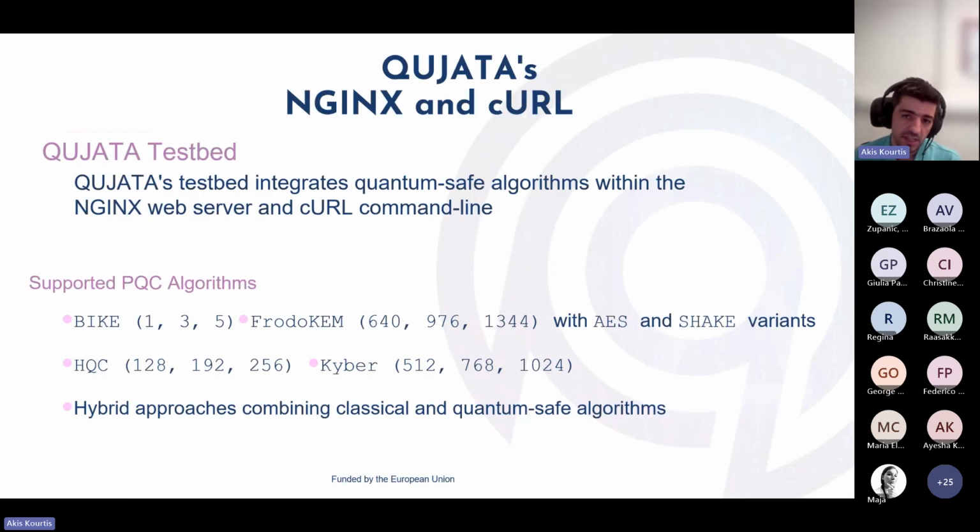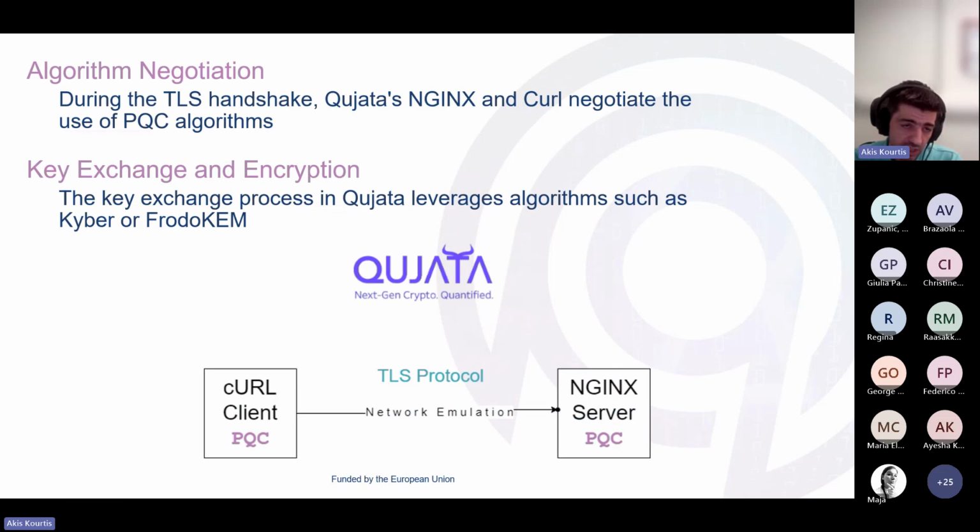So QJATA's Nginx and CURL mainly integrate some off-the-shelf quantum-safe algorithms within the Nginx web server and CURL command line, with supported post-quantum algorithms of BIKE, FrodoKEM, SIKE, HQC, and Kyber. But hybrid approaches can combine both classical and quantum-safe algorithms based on what you would like to explore. The algorithm negotiation is done during the TLS handshake, where QJATA's Nginx and CURL negotiate the use of post-quantum cryptography algorithms.